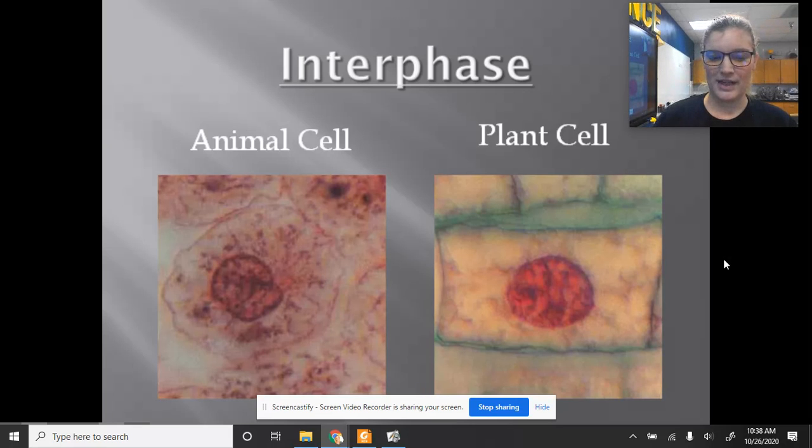And you can see that we have a lot of stuff going on in those center nucleuses. And then we also have the structure of the outside of our plant cell with the more blob-like form of our animal cell.